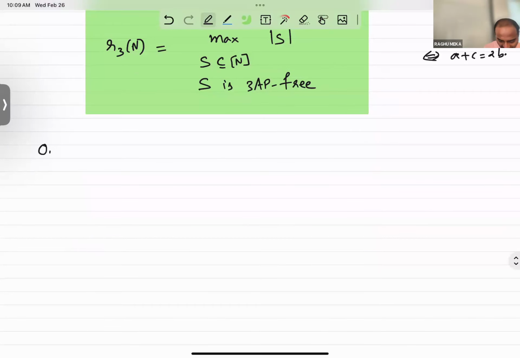Now, one simple strategy you might think of is, okay, so let's say I ask you to pick these numbers. What's the first thing that might come to your mind?